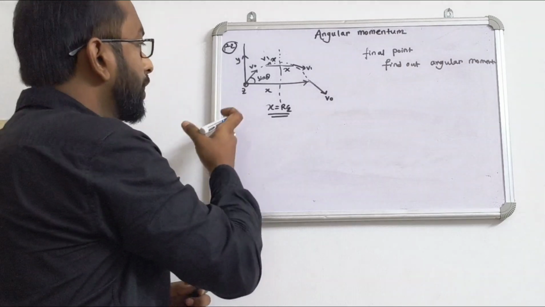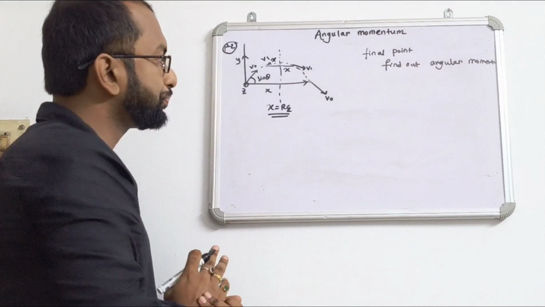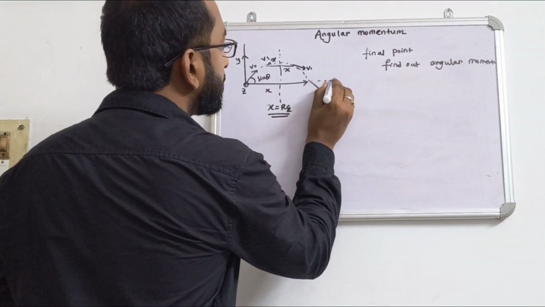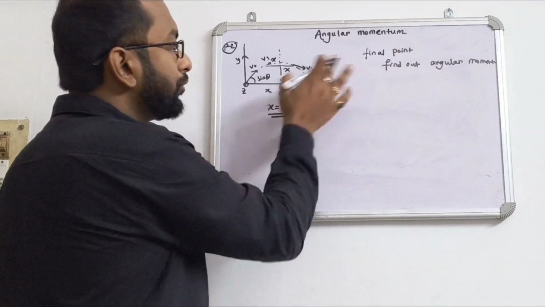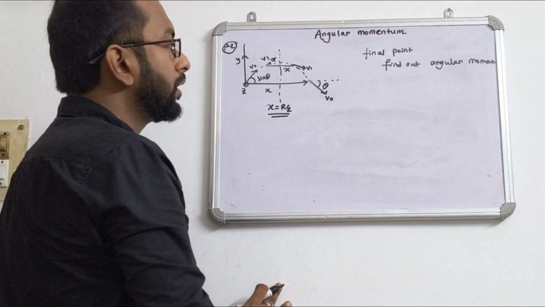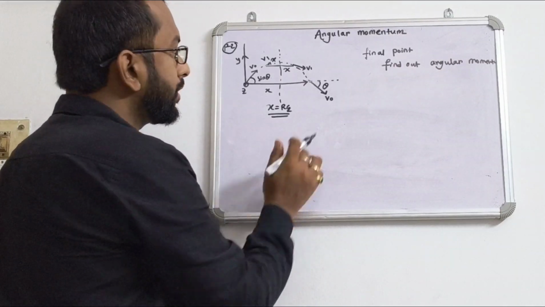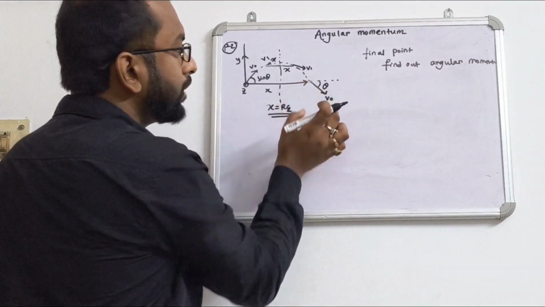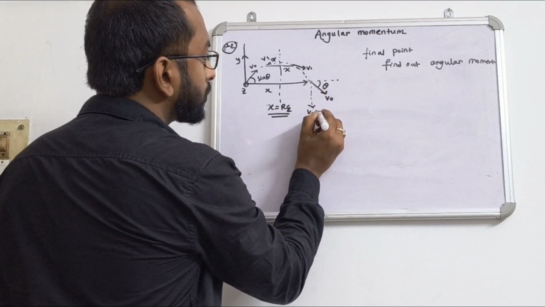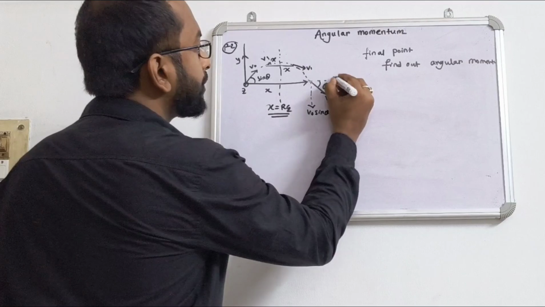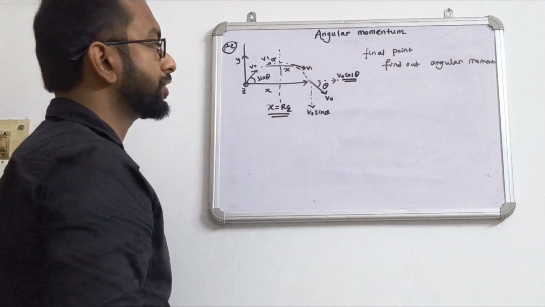That means if it is projected with a velocity v0 at an angle theta with the horizontal upward, it will land with the same velocity making an angle theta with the x-axis. Now in order to find the angular momentum, I can resolve this velocity into two components. One is v0 sin theta, and the other is v0 cos theta. It is constant throughout the motion of the projectile. It is v0 cos theta.